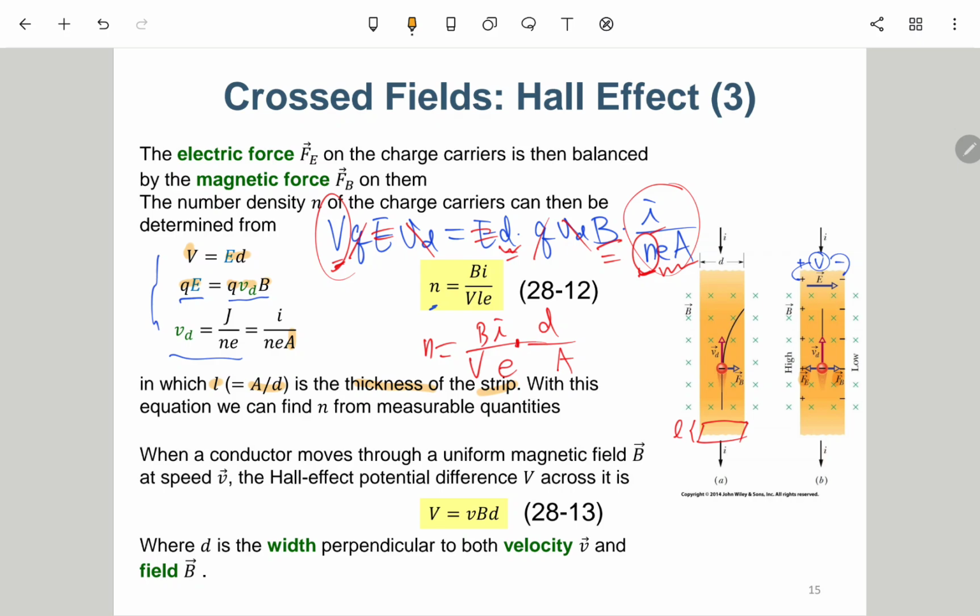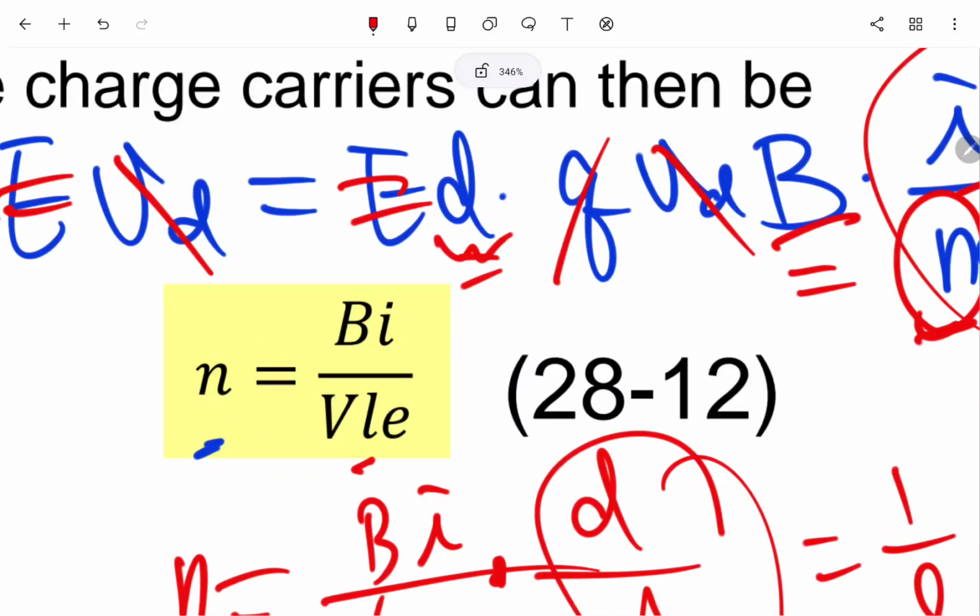So with this equation, we can find N from measurable quantities. Finally this becomes 1 over L. If we use this formula, we have N equals B I over V L E. B is what we know, because we generate the external B field. The I we also know, it is easy to measure.